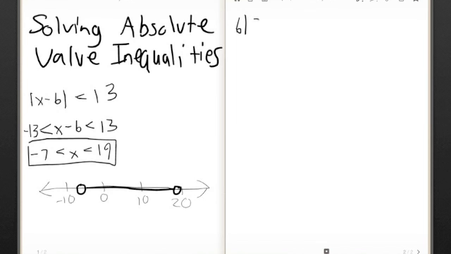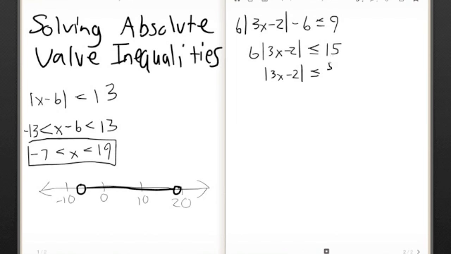6 times the absolute value of 3x minus 2 minus 6 is less than or equal to 9. So, before we get to the whole inequality thing, we have to just solve this like an equation and get rid of this minus 6 here. Move it to the other side, make it positive, so it's going to be 9 plus 6 is 15. Now we can divide both sides by 6. This will be 15 over 6, which is 5 over 2.